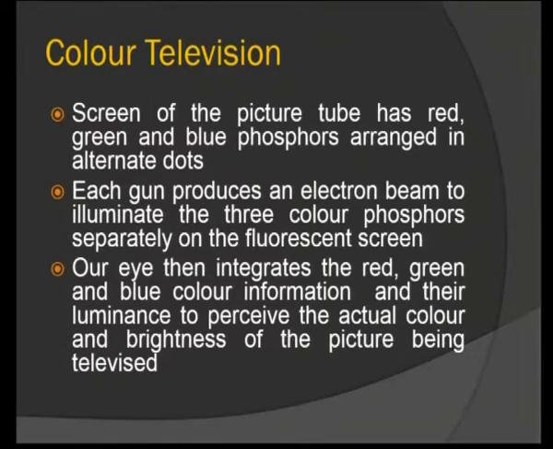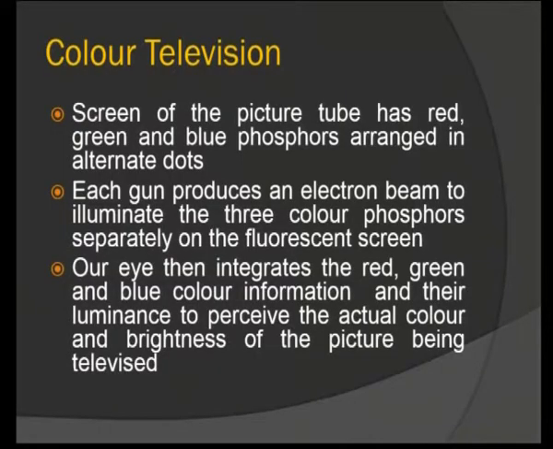Each gun produces an electron beam to illuminate the three color phosphors separately on the fluorescent screen. So, the guns are also different: there will be three guns because there are three different colors. So, there will be three different electron beams, and the three electron beams will create three different colored beams that will be projected on the screen.